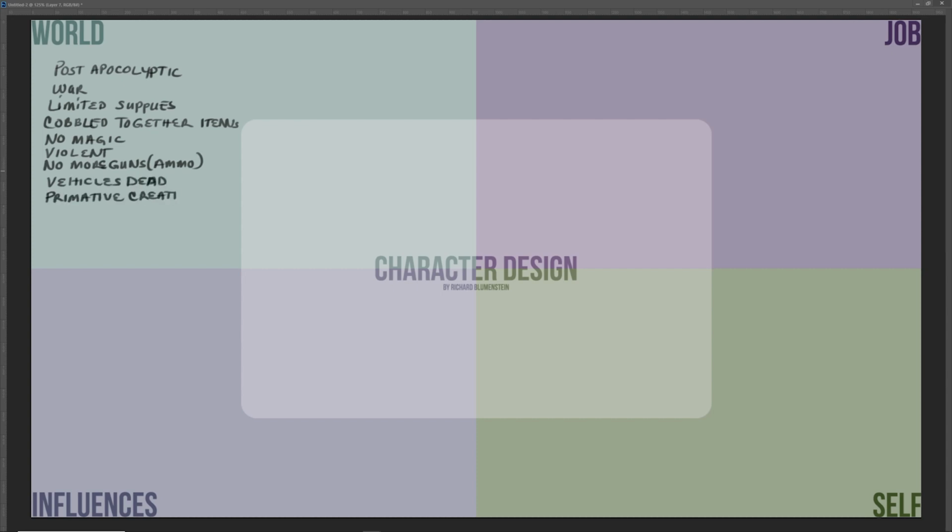And then what I'm going to do is I'm going to move on to the job, and I'm going to start talking about what this person does that I'm designing. And in this case, he's kind of a mechanic, a little bit of an engineer. He creates some traps, he's always on the move, and he's basically moving from place to place.